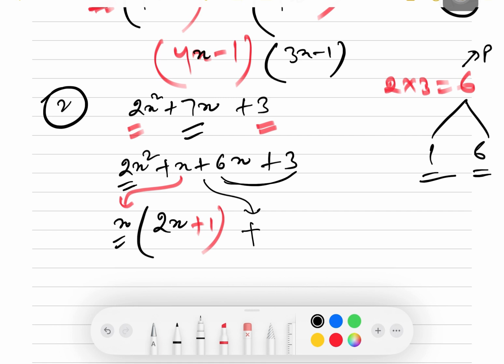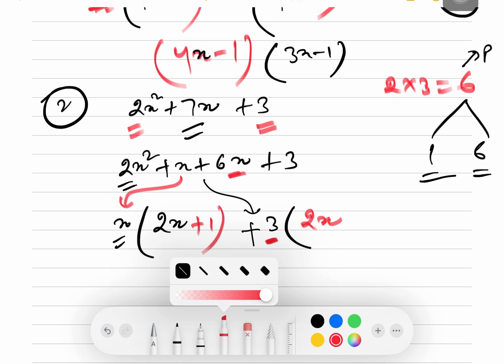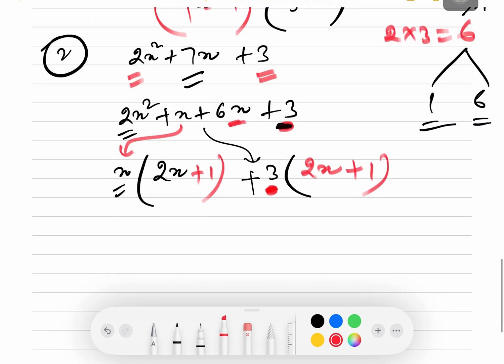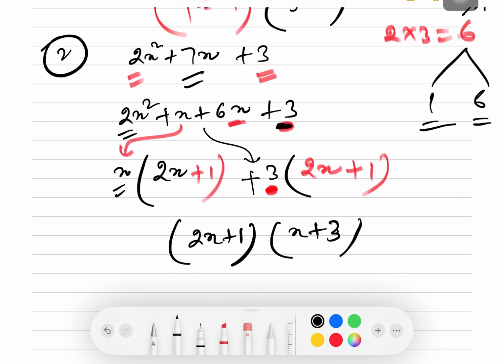Go to the last two terms. First copy this sign here. Now what is common? Common is just 3. So take that common 3. 6x, when you divide by the common 3, you will get 2x. Then plus this 3, if you divide by the common 3, you will get plus 1. So one of the factors we got is 2x plus 1, which is inside the bracket. The second factor we got is x plus 3, which is outside the bracket. These are our factors.